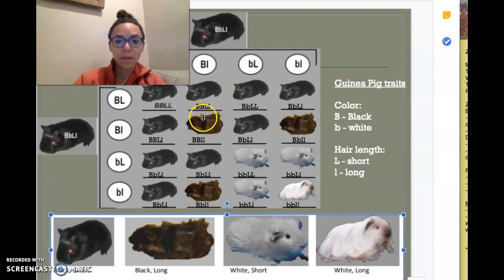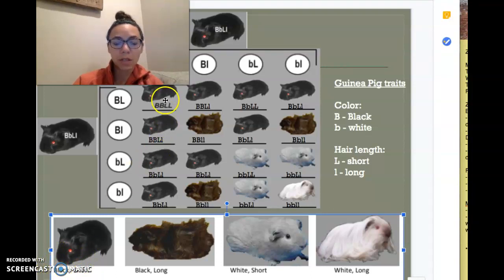Okay, so I filled in all the genotypes for this two trait Punnett square. So you can see them here. And now what we're going to do is we're going to figure out how likely it is for the offspring to have each of these phenotypes shown below. So we need to figure out the probability of the offspring being black with short hair.